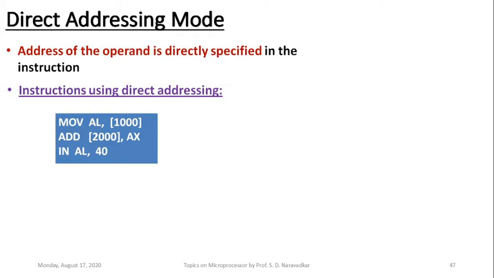Okay, one thing is to be always remembered, that in case of direct addressing mode, if it is pertaining to memory locations here, the offset should be specified within square brackets. But if the instruction is pertaining to an input port or output port, in that case, the direct 8-bit port address is not to be specified inside square brackets.